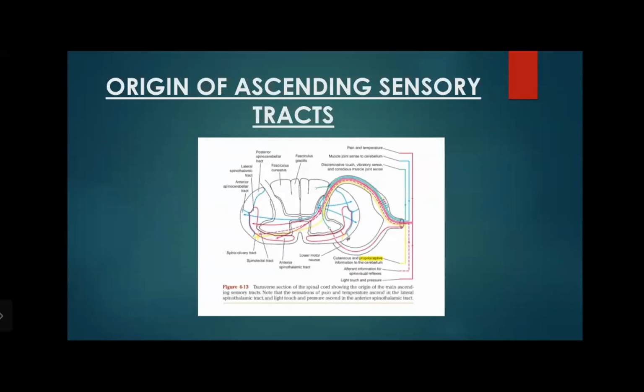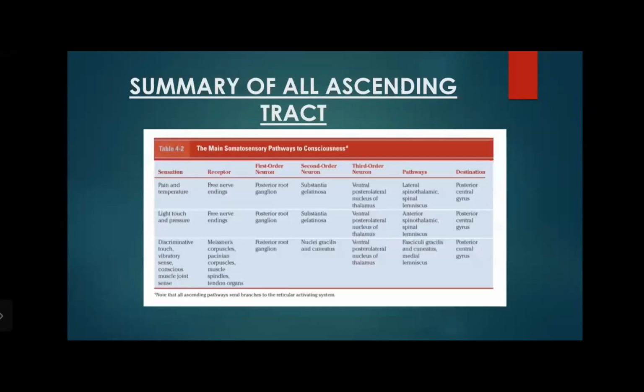The origin of the ascending sensory tracts: they originate, as you can see, in the spinothalamic tract, the spino-olivary tract, the fasciculus cuneatus, or also in the fasciculus gracilis. Pain and temperature are shown by the red line, and muscle and joint information going through the cerebellum is shown by the blue line. This diagram shows it. So this is the summary of all ascending tracts.